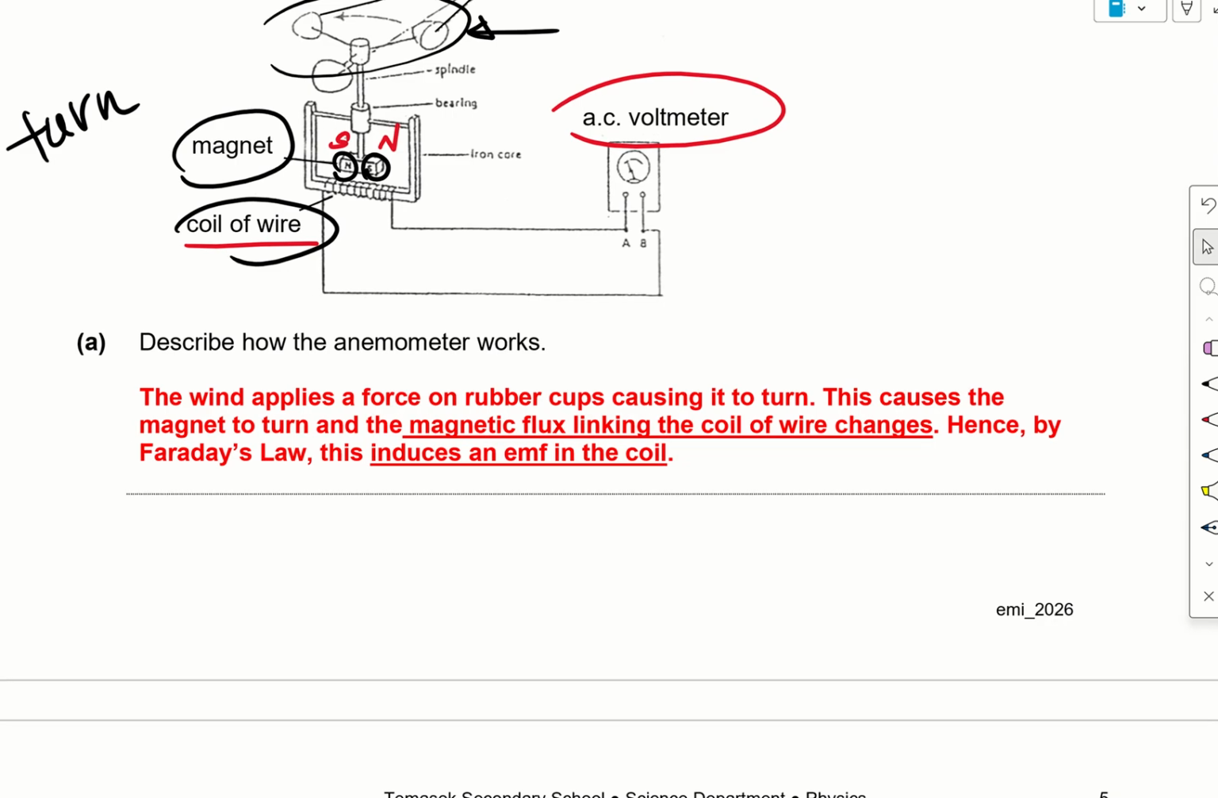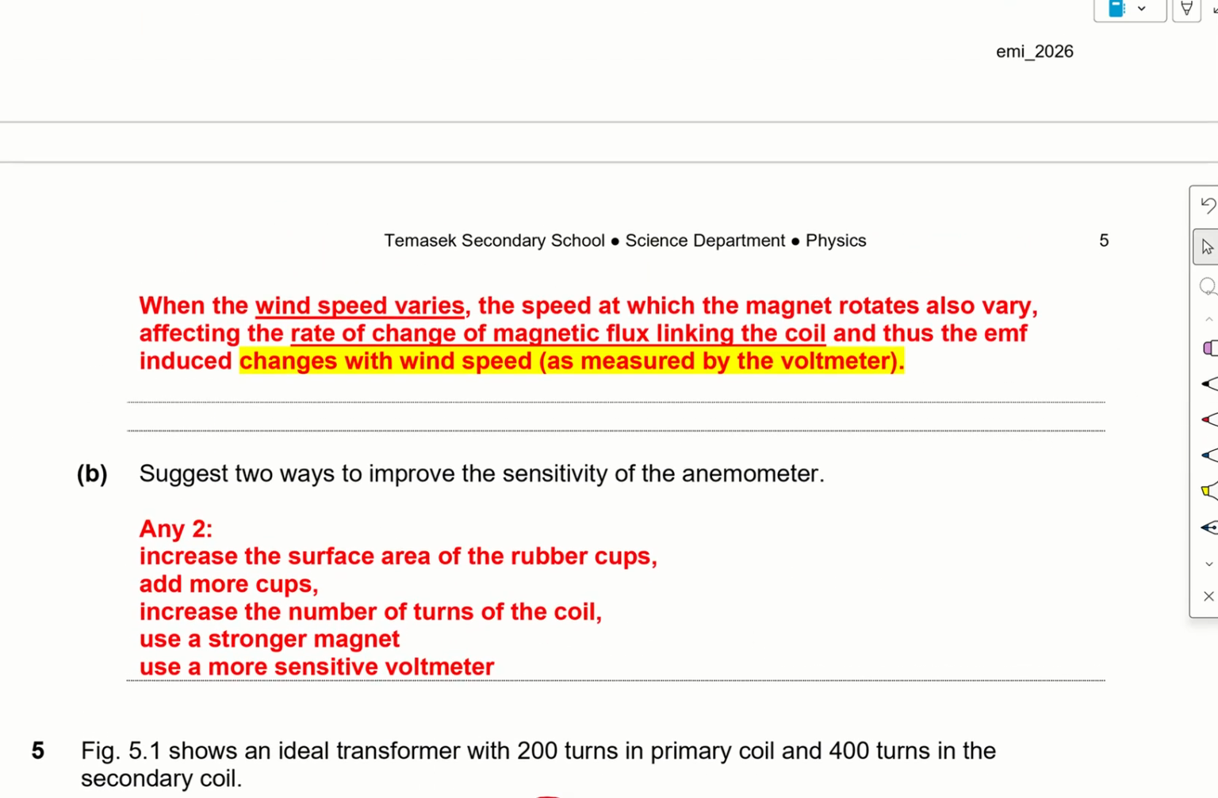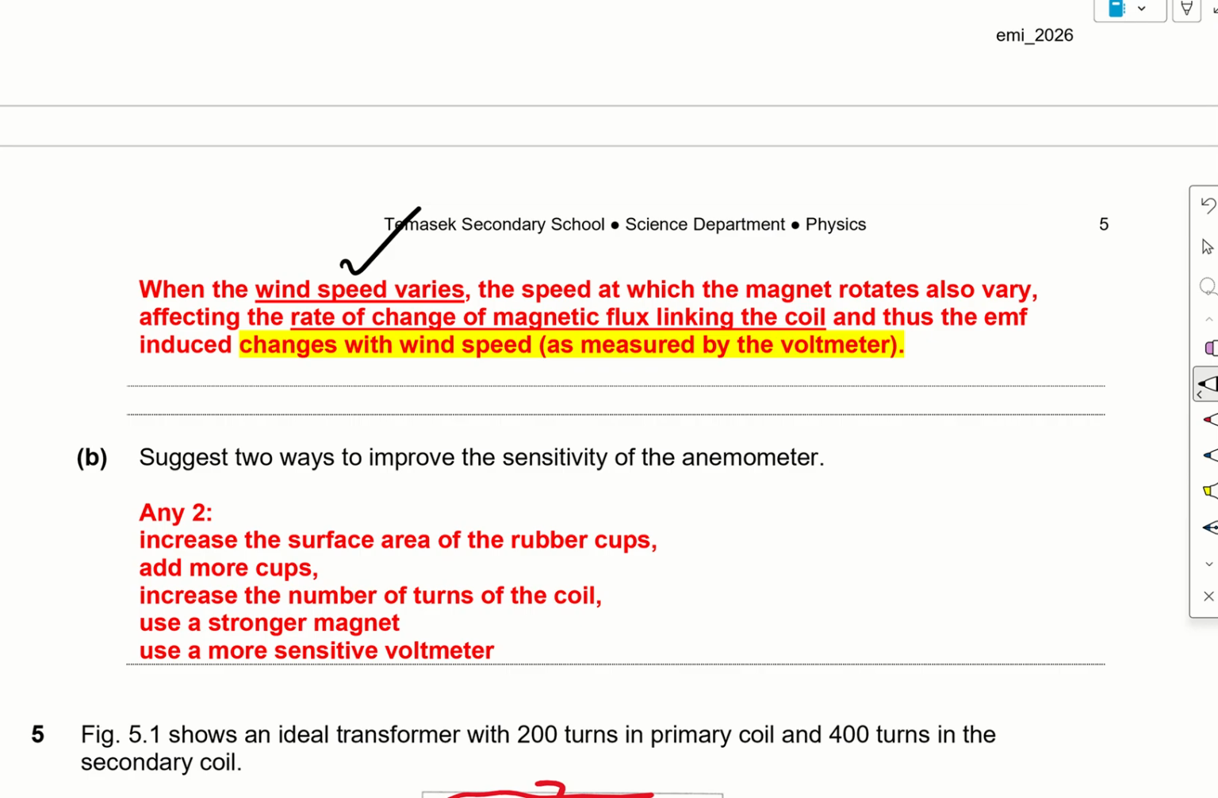So let's see how to write the answer. The wind applies a force causing it to turn. This causes the magnet to turn as well, and the magnetic flux linking the coil of wire will therefore change. This is according to Faraday's law. It will induce an EMF in the coil. When the wind speed varies, the speed at which the magnet rotates also varies, so it affects the rate of change of magnetic flux. This phrase keeps coming up: the rate of change of magnetic flux linking the coil. So it's a good idea to know how to incorporate this into your answer. And therefore the induced EMF changes with the wind speed.